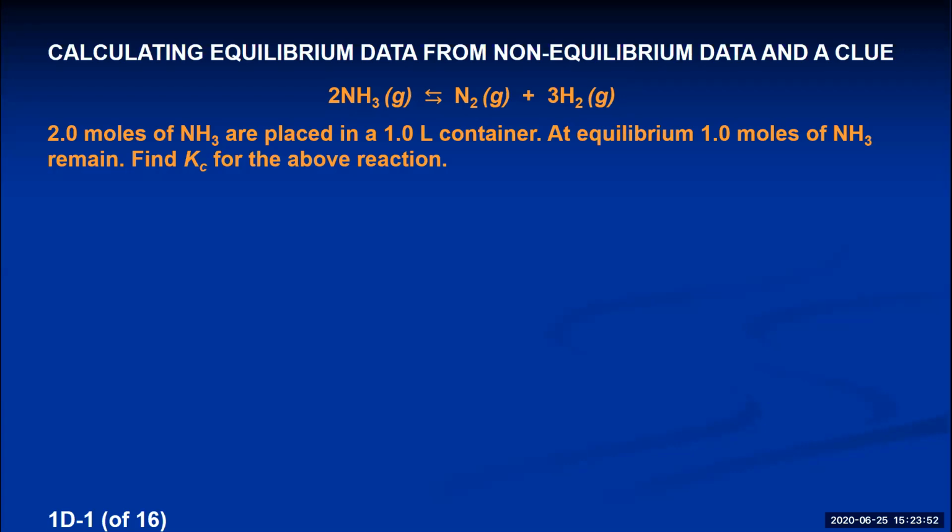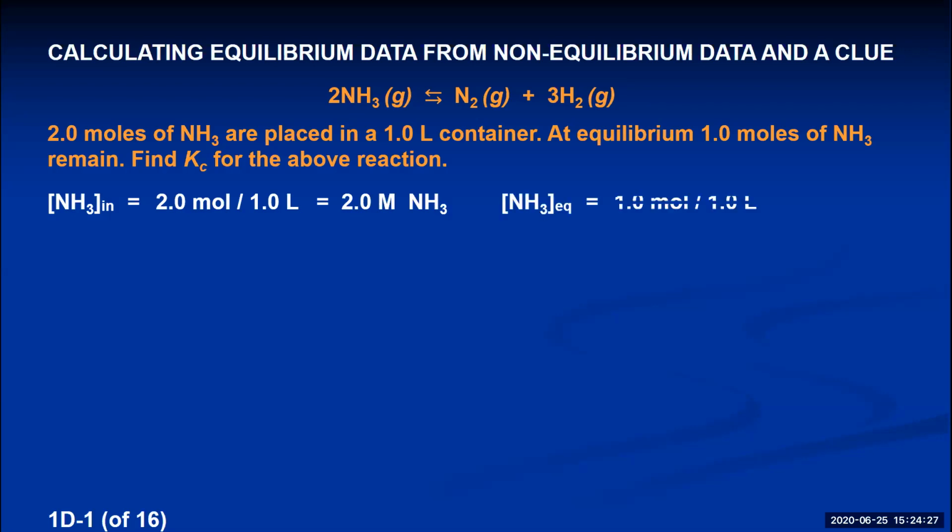Anytime you're looking for equilibrium data, but you're given non-equilibrium data, then we're going to do an ICE table for that. And to do an ICE table, we've got to do it in terms of the Kc, which is ratios of molarities. They didn't give us the molarity of the ammonia, but we'll have to calculate it. It's just the 2.0 moles divided by the 1.0 liter. And so the molarity of the ammonia is actually 2.0. Now, they did give us one other bit of information in the problem. They said at equilibrium, 1.0 moles of ammonia remain in the container. So we can calculate the equilibrium molarity of the ammonia by taking the moles that are in the container at equilibrium, dividing by the volume. That comes out 1.0 molar.